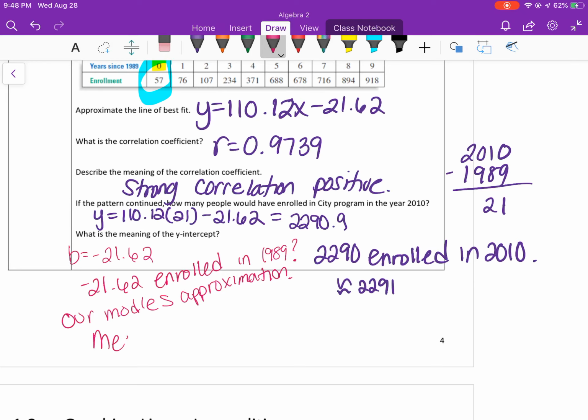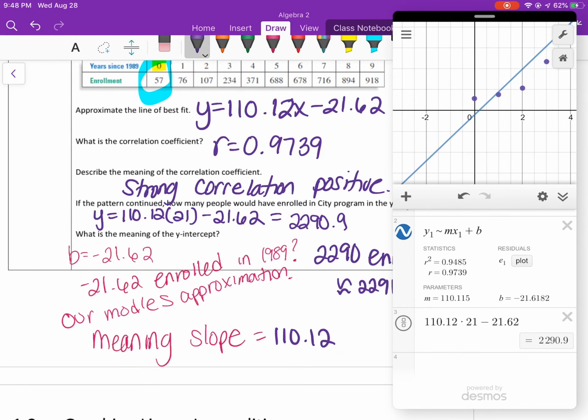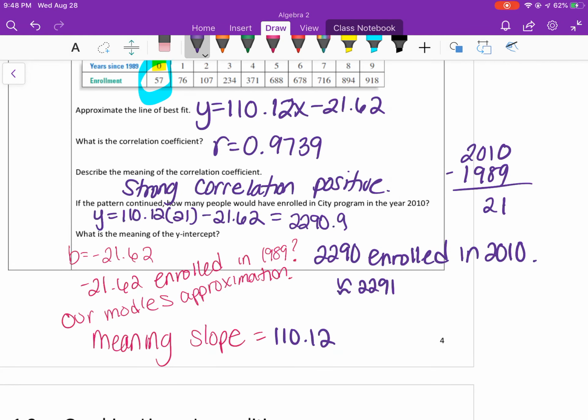Now, what is the meaning of the slope? I'm going to add that because that one's kind of hard to describe sometimes. The slope this time is 110.12. Now remember, it's rise over run. So along the y-axis is the number of enrollments, and the x-axis is years. So 110 means that you're going up 110 and over 1. So it's 110 enrolled per year. So you'd say approximately 110 enrolled per year.